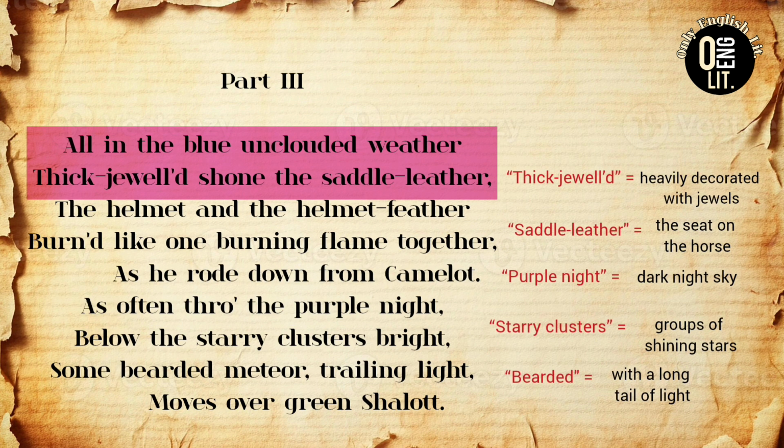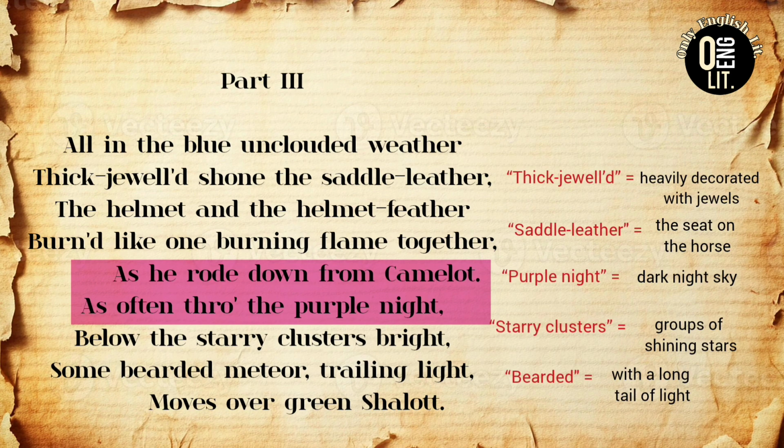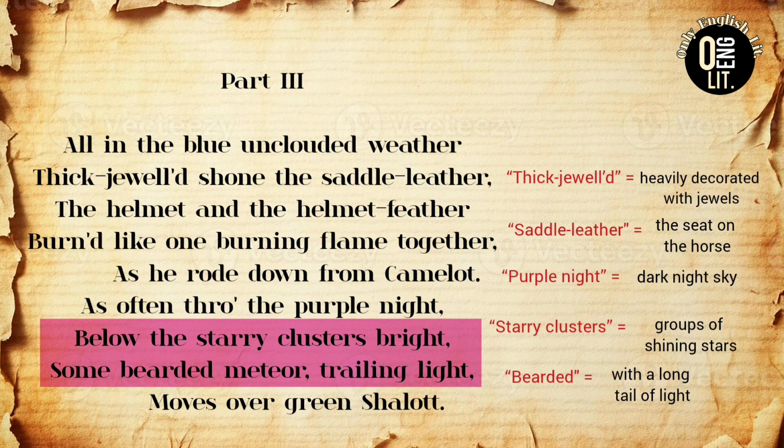Under the clear blue sky, his leather saddle shone brightly as it was well decorated with thick jewels, while his feathered helmet was burning like a flame under the sunlight. As he rode from Camelot, he looked like a meteor that passed over Shalott in a dark green starry night, carrying a light behind it.